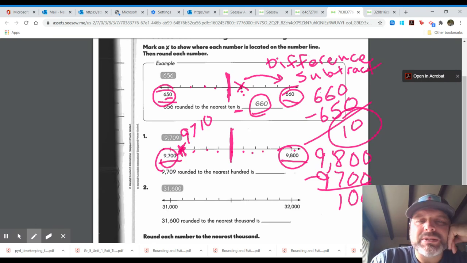And you write down which number it's closest to. And that's pretty obvious. I mean, it's pretty close over here.